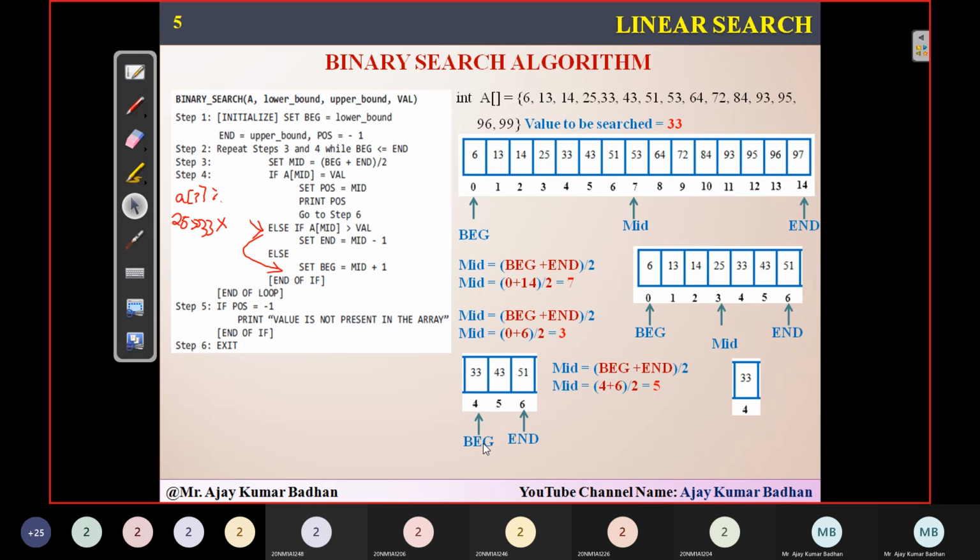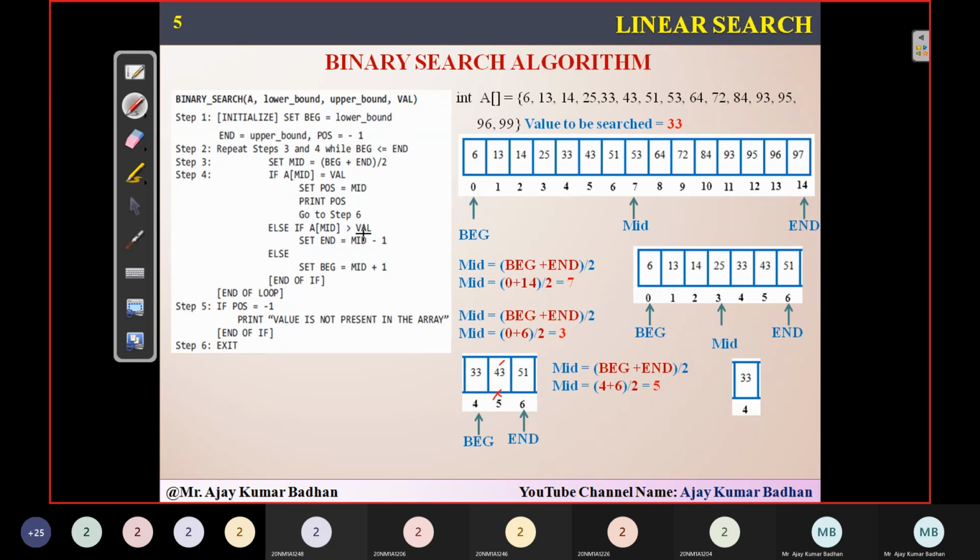So again, you can see here the 4 becomes beginning, 6 becomes ending. Again, you're going to find the middle element. So the middle element is 6 plus 4 by 2. That is 5. In this case, we have got 5 here. Again you will perform the searching. So you will first find whether 33 is equal to 43 or not. No, the condition failed here. 43 is not equal to 33.